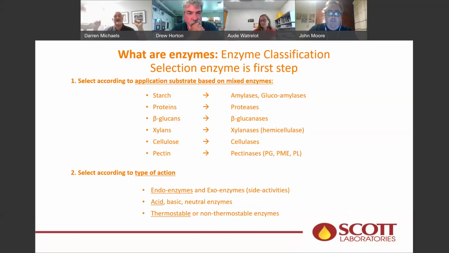Then you also want to pick enzymes by pH. This is not really important, but it's a general way of enzyme selection. You might select an enzyme that's active in acidic solutions, basic solutions, or neutral ones. For the wine industry or beverage industry in general, we're talking about enzymes that optimally operate at lower pHs. So by definition, we're looking at acid-friendly enzymes.